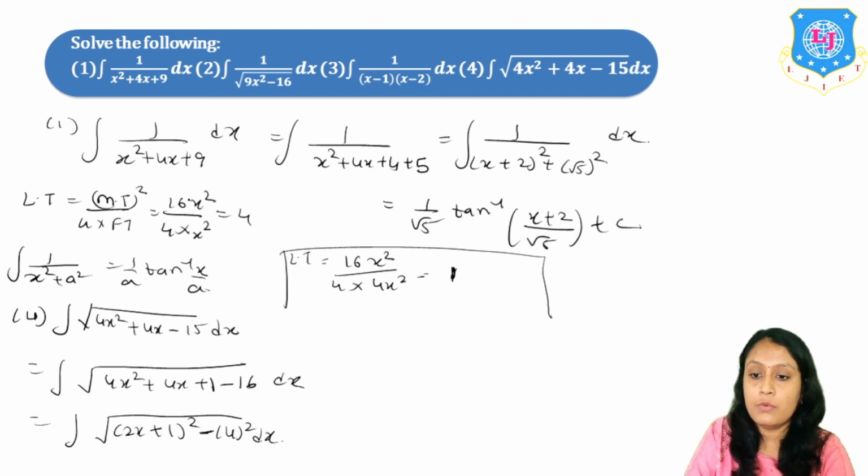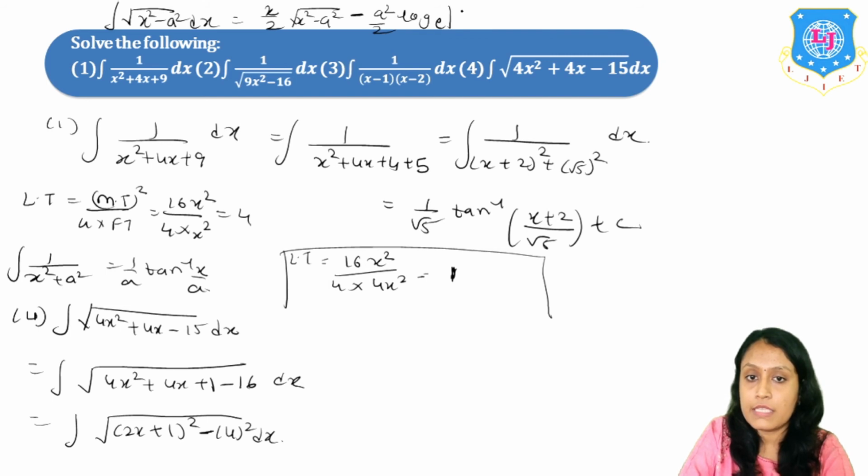Now to solve this we have to use the result: integration of under root x square minus a square dx is x by 2 under root x square minus a square, minus a square by 2 log mod, base e, x plus under root x square minus a square. Now just try to use this formula and write down the answer.